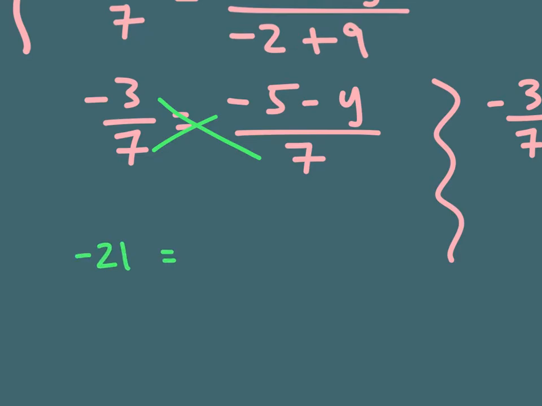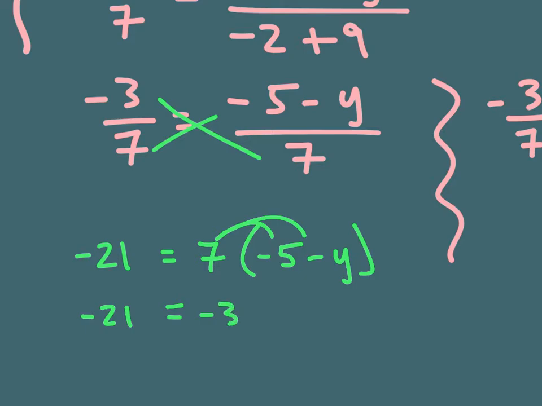All right, and then I would want to take 7 and multiply it by this entire quantity here. So 7 times negative 5 minus y. All right, let's distribute this 7 on the right side. So we get negative 35 minus 7y. So in order to solve this, I'd want to add 35 to both sides.